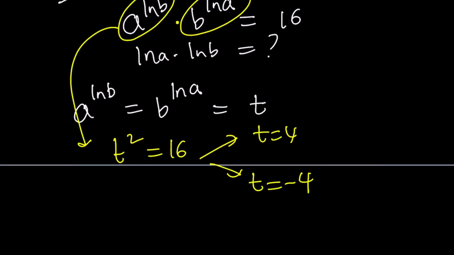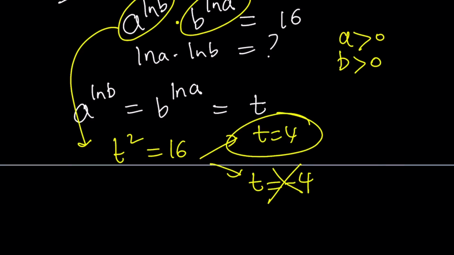But guess what? t cannot be negative 4. a and b are both positive. Why? Because in order for the ln function to be well defined, a and b have to be positive. Therefore, the base is positive and can't be negative. Negative 4 is impossible, so we're going to go with 4.